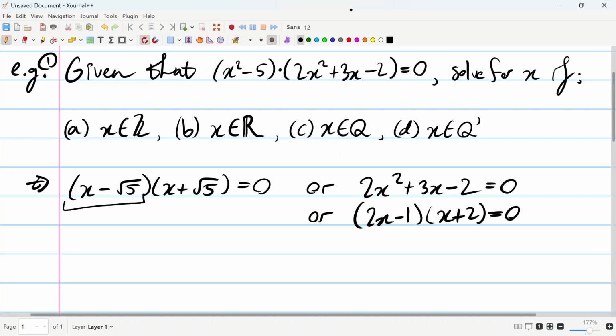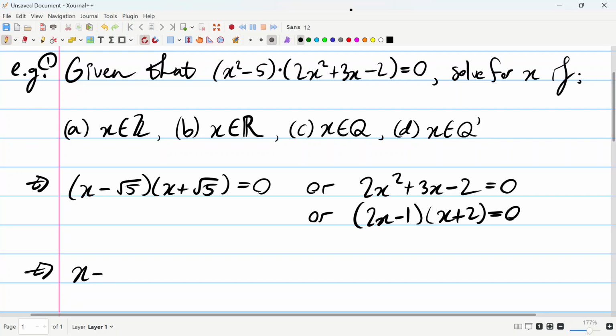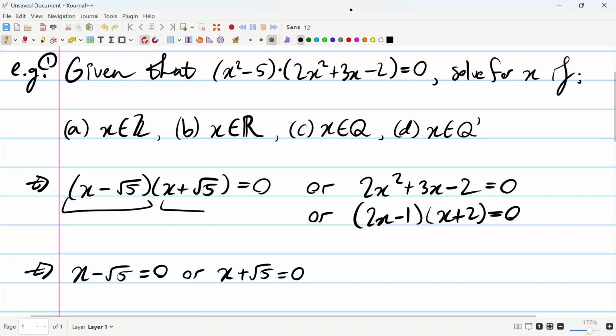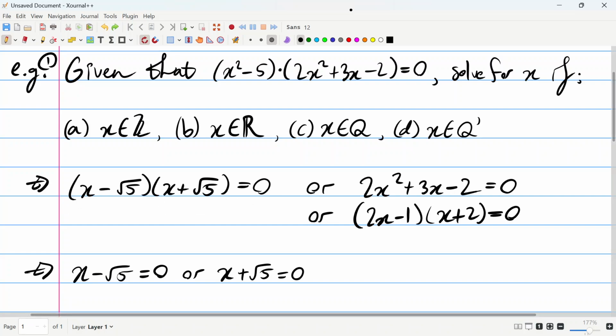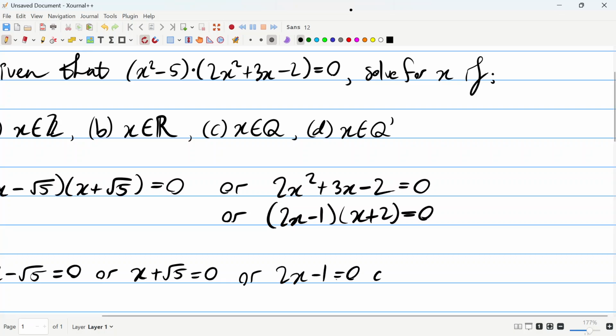And remember, each bracket needs to be set equal to 0 in order to find our roots. So for this side, we can say that x is equal to square root of 5, or let's do it one by one like this. X minus square root of 5 is equal to 0, or x plus square root of 5 is equal to 0. Notice that I let both brackets be equal to 0 for the first one here. And then for this part here, we are going to say or 2x minus 1 is equal to 0, or x plus 2 is equal to 0.